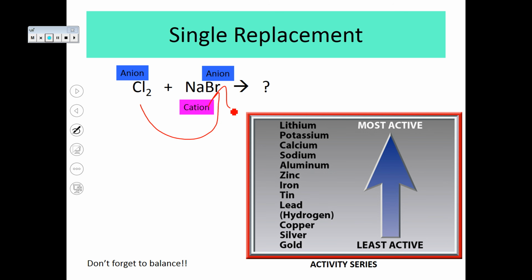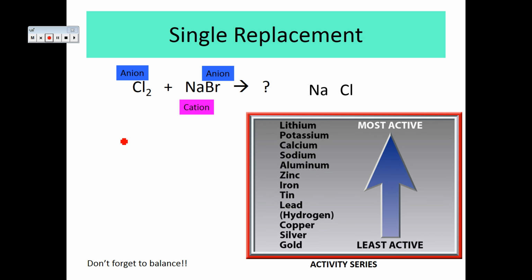Now, there's also an activity series for the nonmetals. If you look at this activity series, it only lists the metals. There is an activity series for the nonmetals. It's called the halogen group. So really, you just have to see this is a halogen, this is a halogen. You just have to make sure that chlorine is above bromine on the halogen list. And chlorine is above bromine, so this reaction will occur. If chlorine was below bromine, this answer would be no reaction. But it does actually happen.